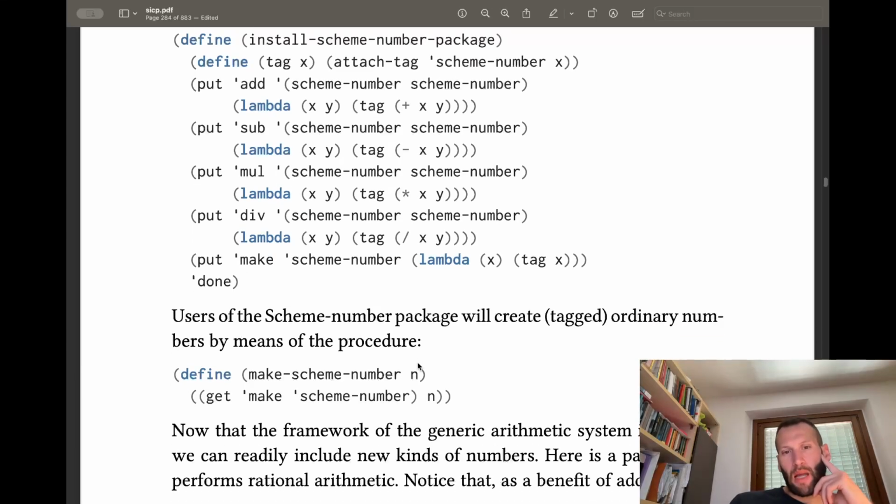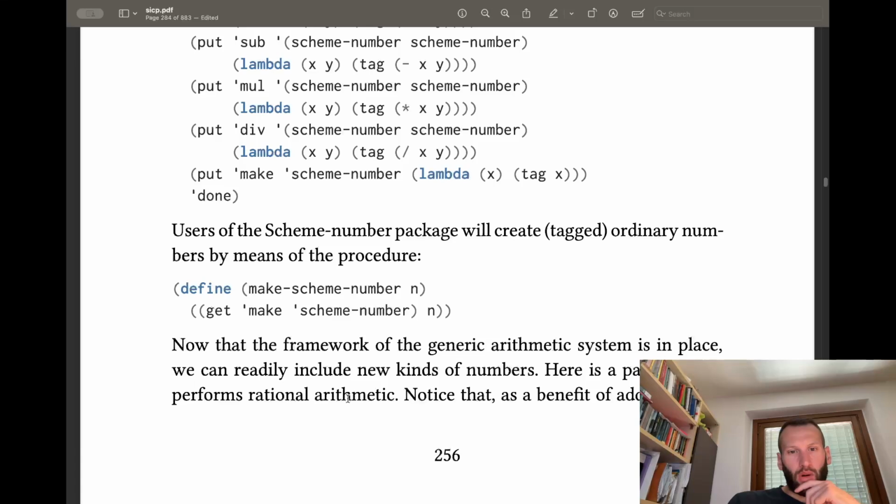Users of the scheme-number package will create tagged ordinary numbers by means of the procedure make-scheme-number.